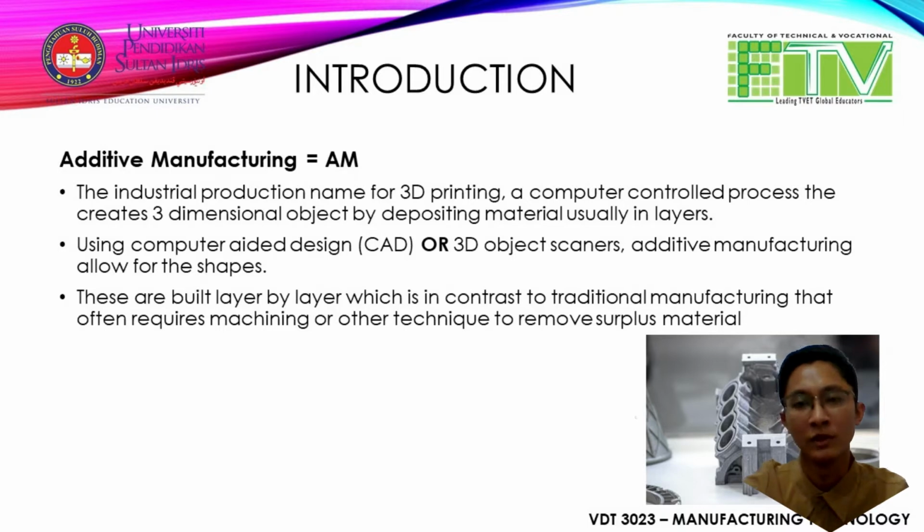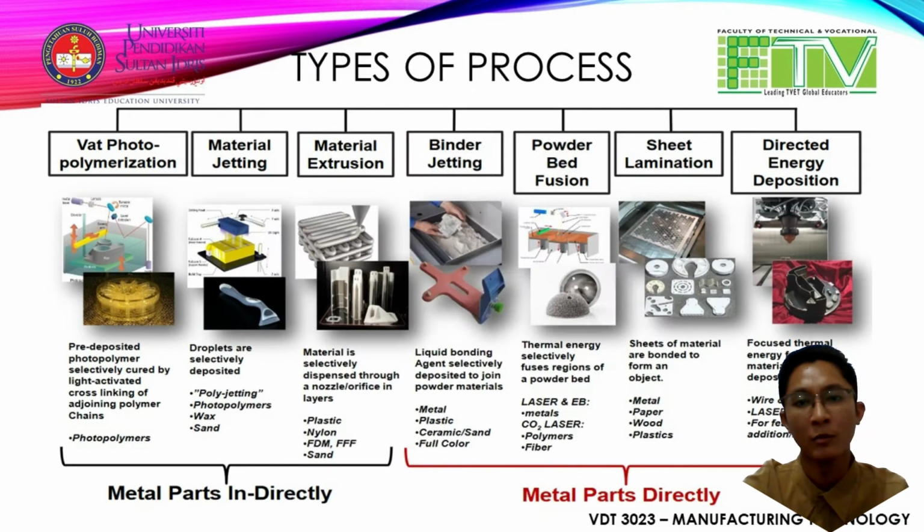to remove surplus material. This type of process can be divided into seven. First is vat photopolymerization. Second is material jetting, material extrusion, binder jetting, powder bed fusion, sheet lamination, and the last is direct energy deposition, or DED. The first three, vat photopolymerization, material jetting, and material extrusion, use material indirectly, and the rest use material directly.